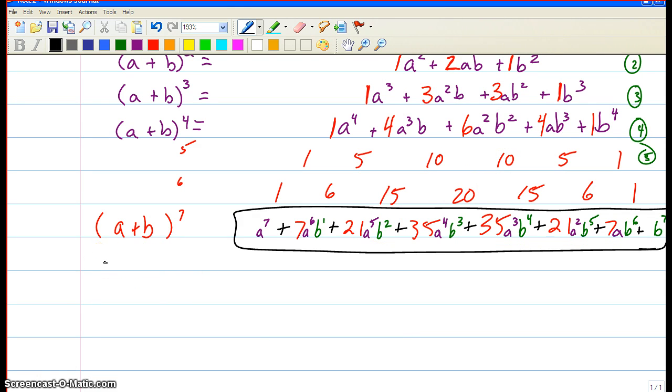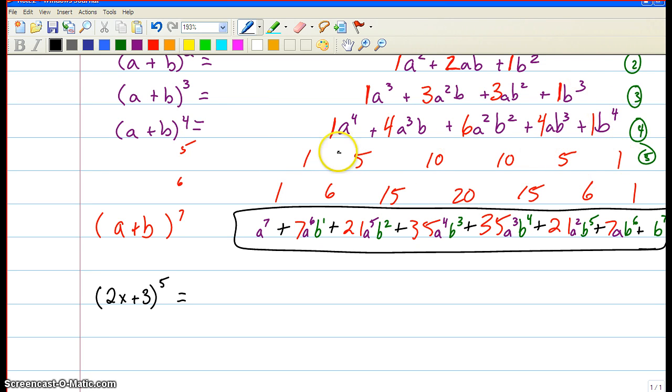Let's do another expansion. Instead of just a plus b, let's mix it up a little bit, which is going to make it a little bit more difficult. Let's do something like 2x plus 3 to the, let's just do to the 5th power. No need to get too crazy. Okay. What we know is that it's going to follow the row.